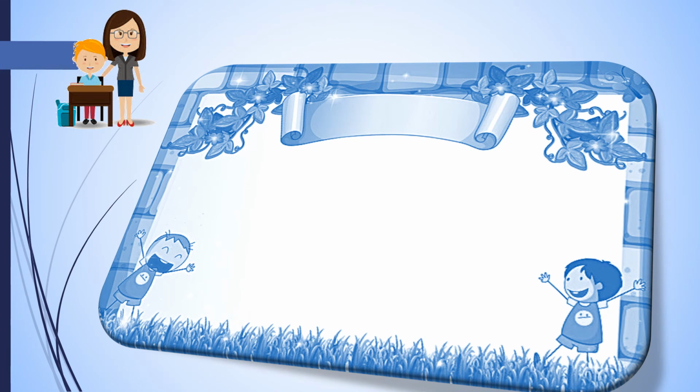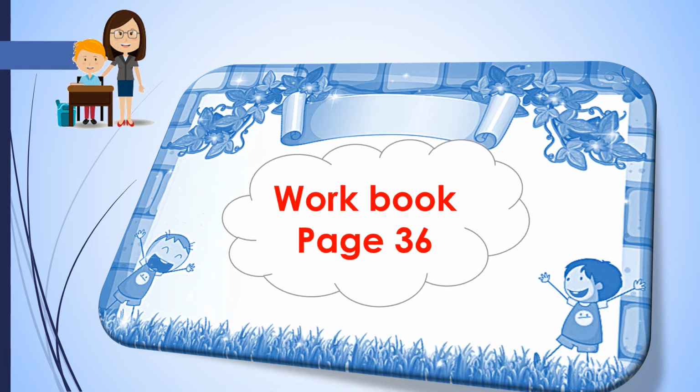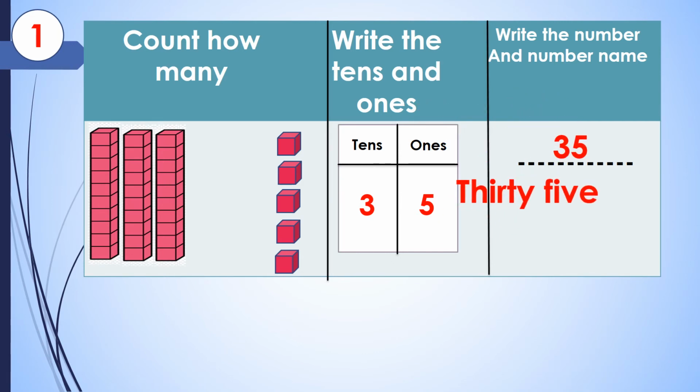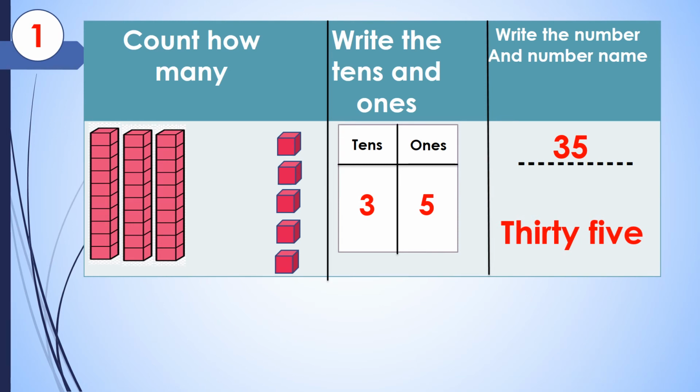Students, put your workbook and open it on page 36. Number 1, count how many tens and how many ones. We have 1, 2, 3. 3 tens, 1, 2, 3, 4, 5 ones. How do we read it? How do we write it? 35. How do we read it? 35 in words.